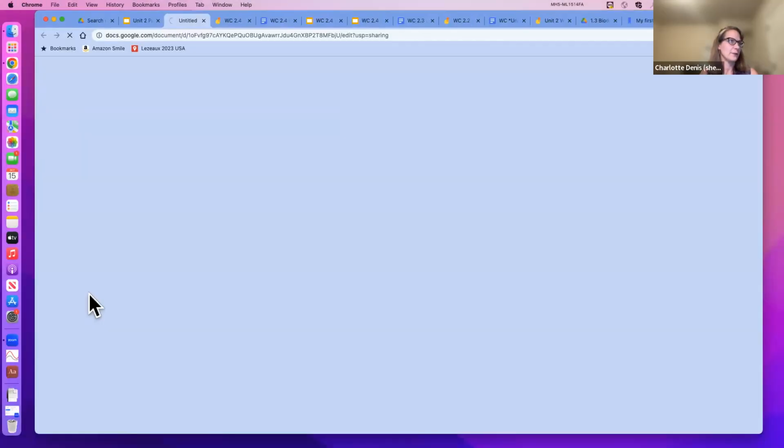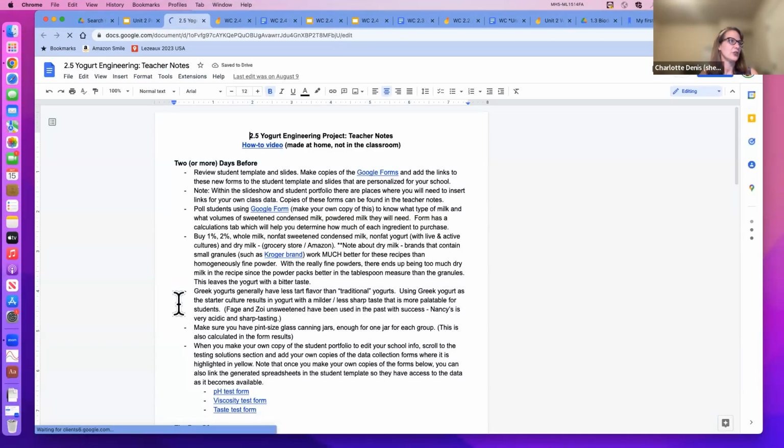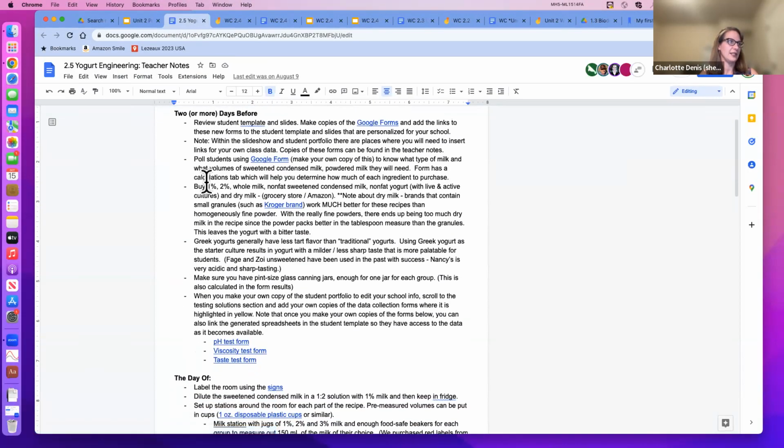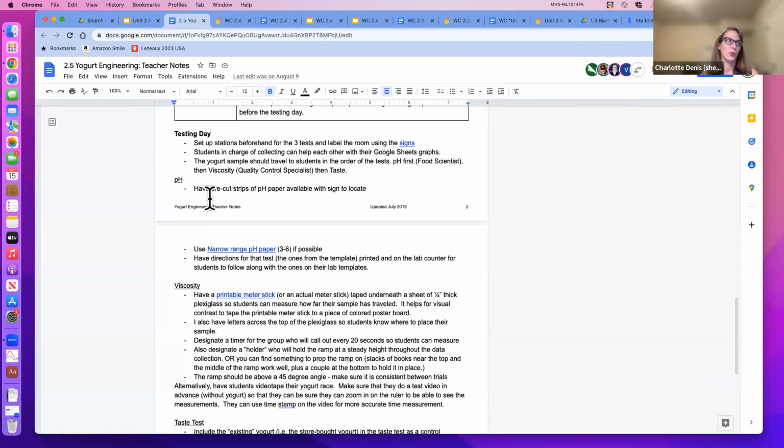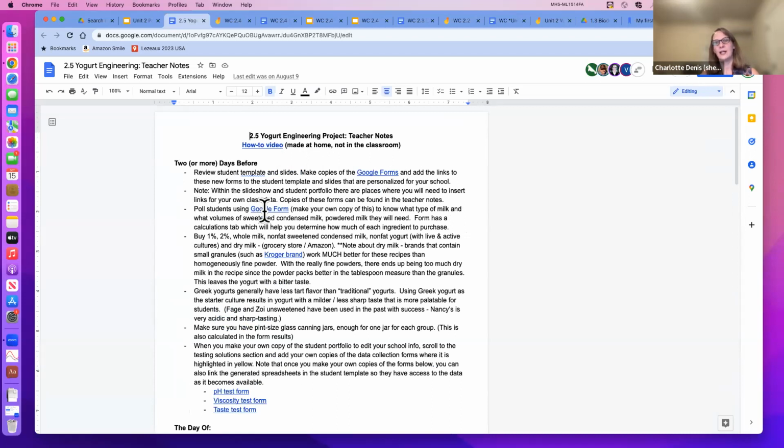So let me just bring up the teacher notes for you. You can see there's definitely a lot here. We tried to organize it into, 2 days before, what do you have to do? Well, to find out how much milk to buy, you need to know what students' intentions are about what recipe ingredients they need. Now, we restrict the recipe ingredients to make it as easy as possible.